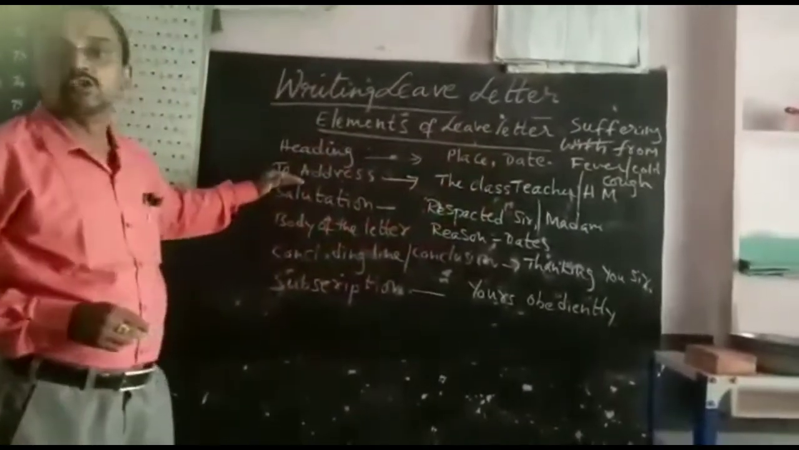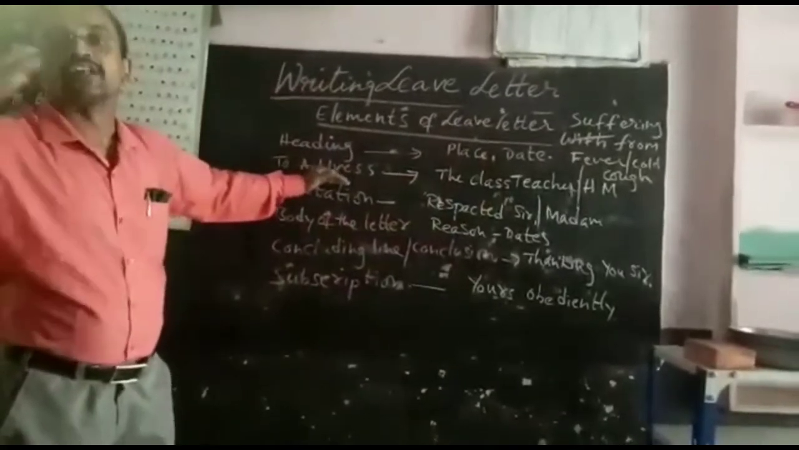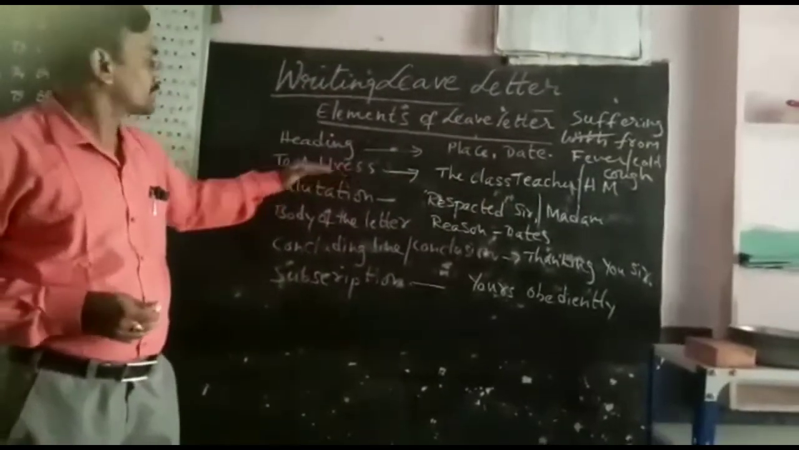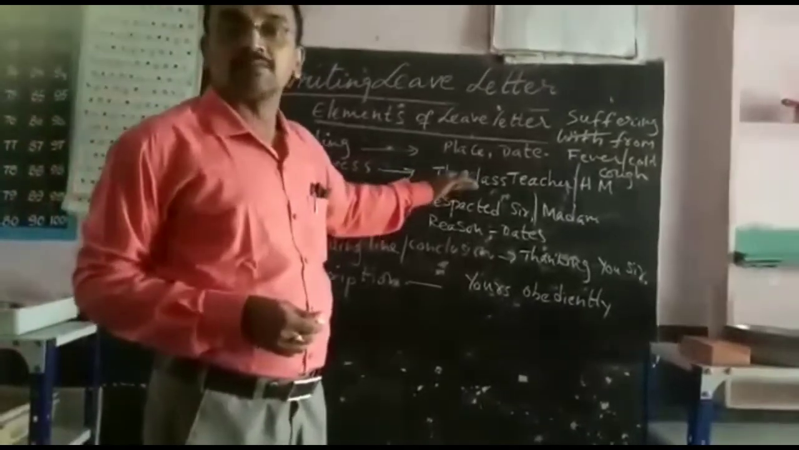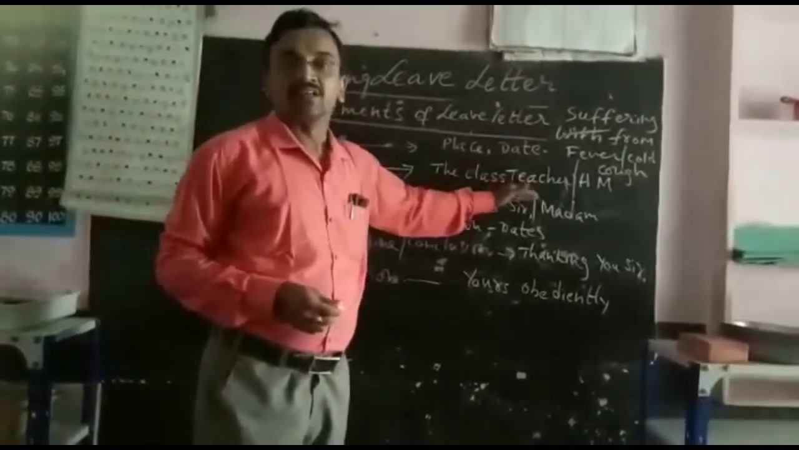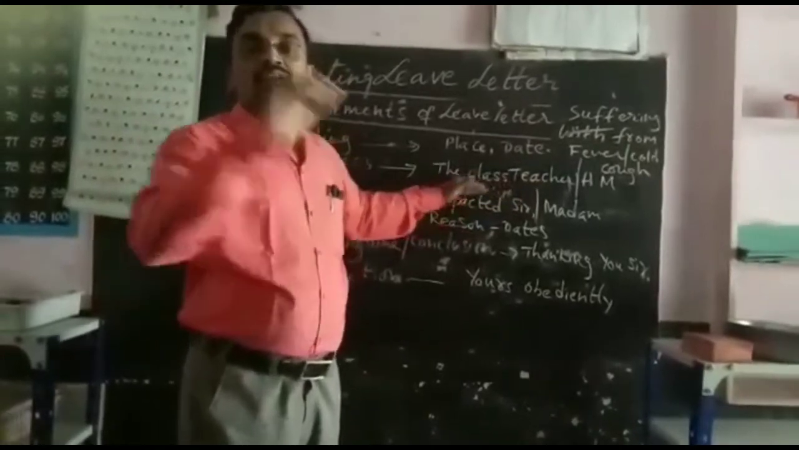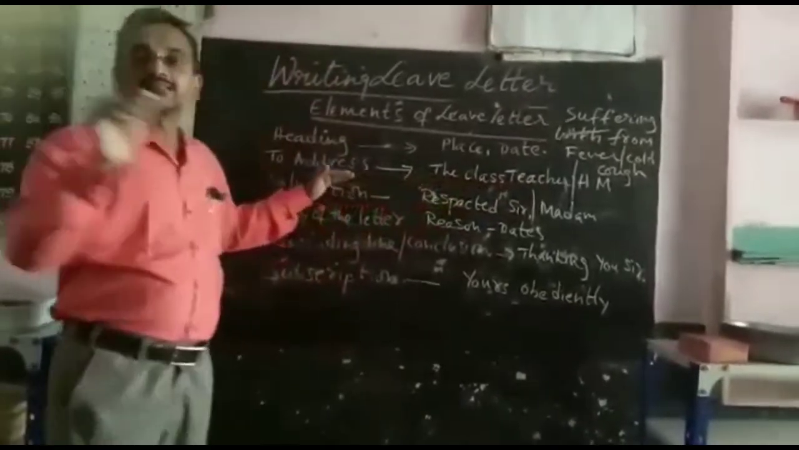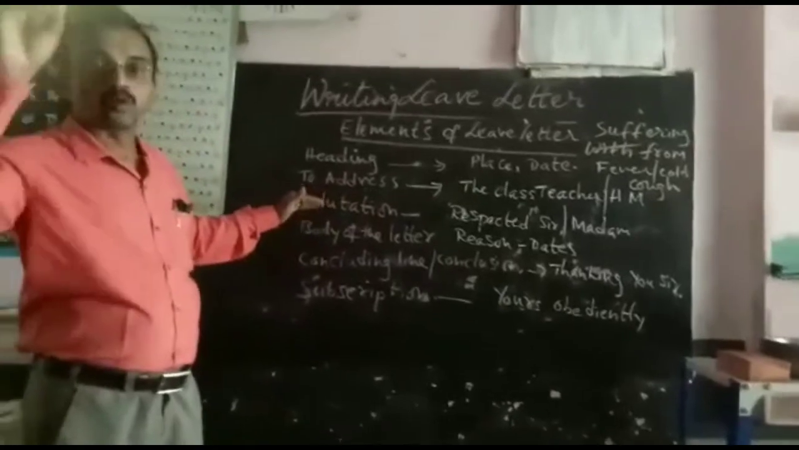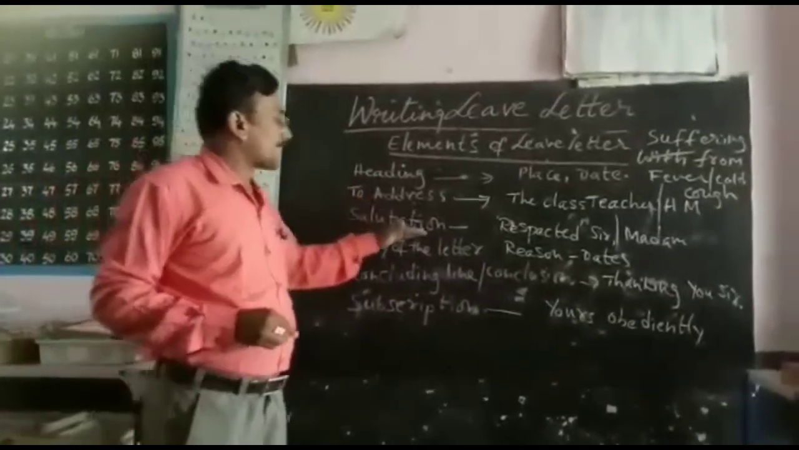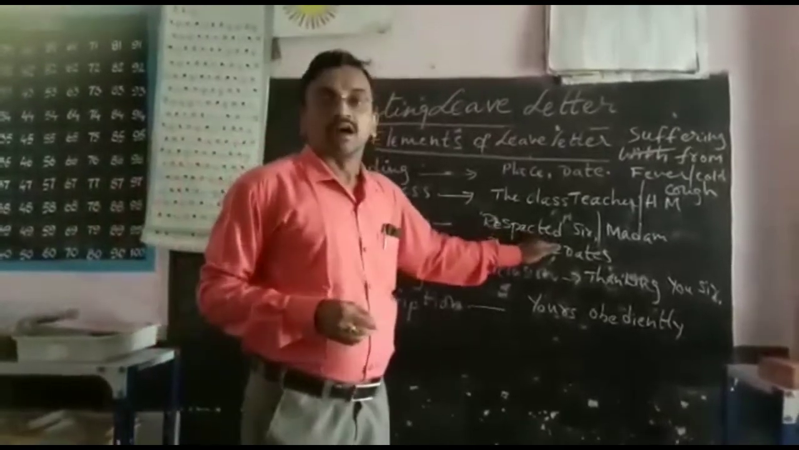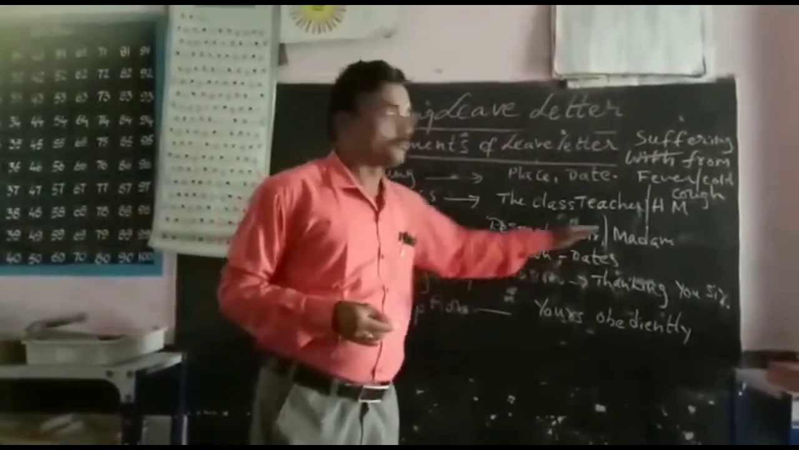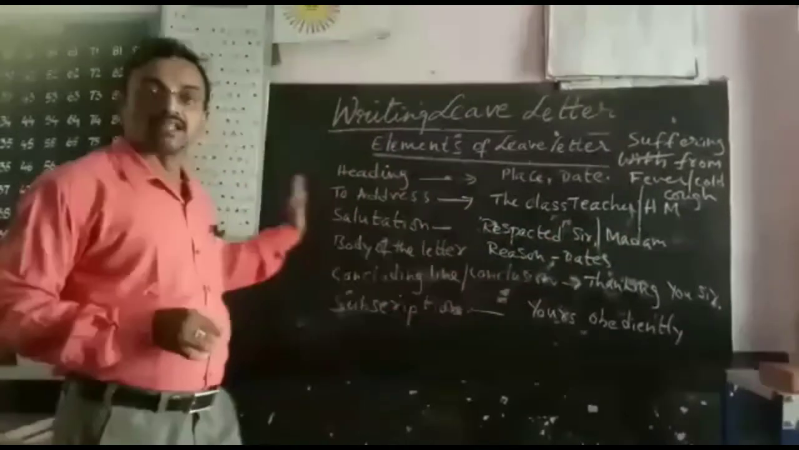Second one is the address, to whom you are addressing. Sometimes you may be asked to address the headmaster, sometimes the class teacher. If you address a class teacher: To the class teacher, name of the school, with commas and a full stop. Third one is salutation. It is nothing but "Respected sir," and if she is a lady teacher, "Respected madam," followed by a comma. This is on the left side.